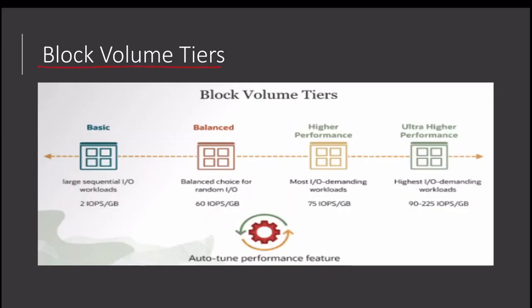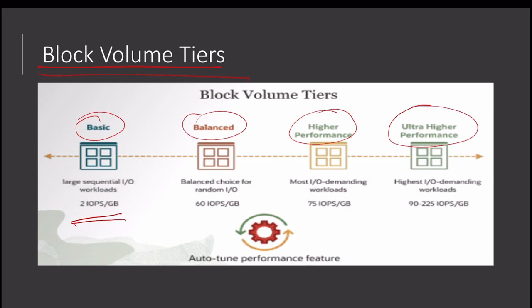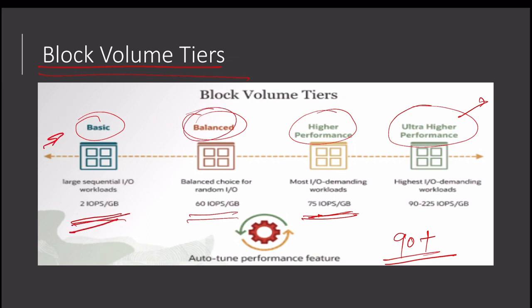Next we have the tiering in block volume. It's like IOPS per GB. So there are 4 tiers in this one: basic, balanced, higher performance, ultra higher performance. When they talk about 90 plus IOPS per GB, then you need to choose the ultra higher performance tier. If they talk about 75 IOPS per GB, then you need to go for higher performance. When up to 60 IOPS, you need to go for balanced. For 2 IOPS, you need to go for basic. Similarly, when you go from left to right, the cost will be higher. Here cost is higher, here cost is lower.